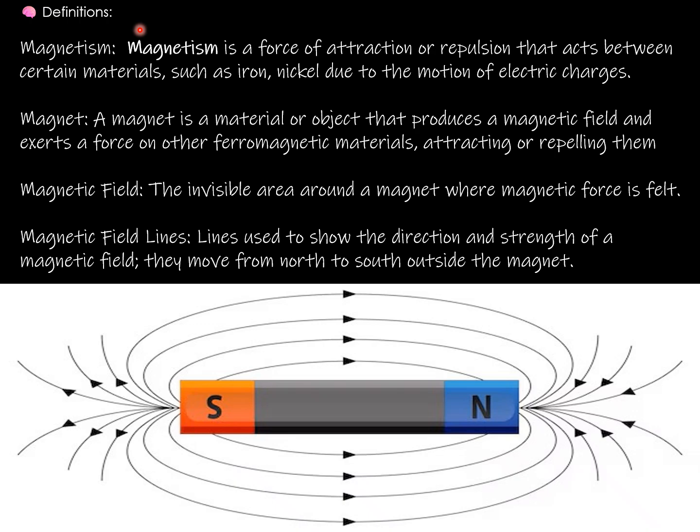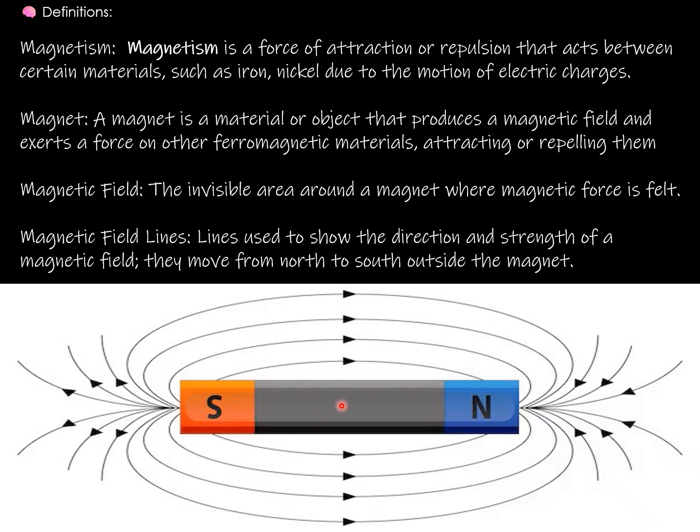The second on the list is what we call a magnet. This is what a bar magnet looks like. It's just a material that produces a magnetic field and exerts a force on other magnetic materials, attracting or repelling them. So here it's just a material that has some force around it that will either attract other materials to it or repel them from it. Do you get it? So it has some force that will either attract other materials to itself or repel other materials from it.